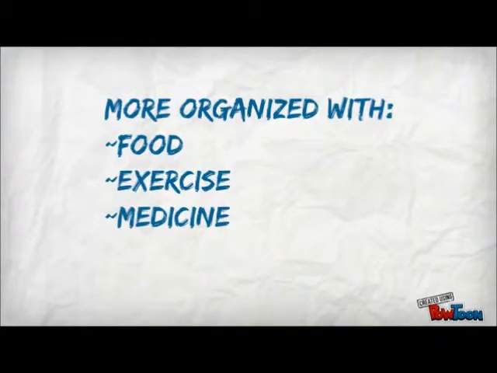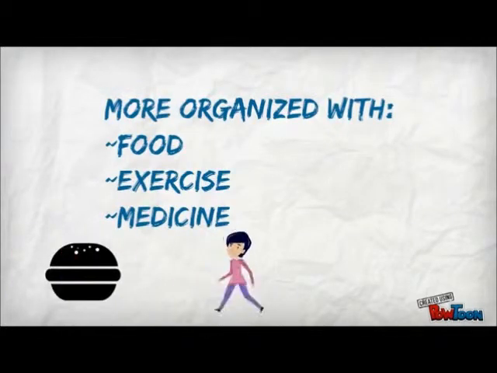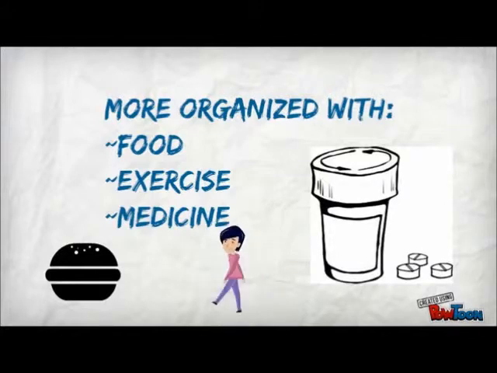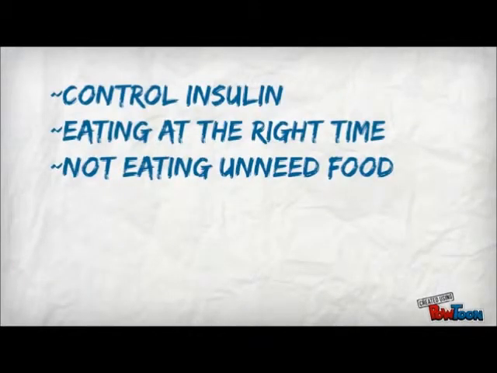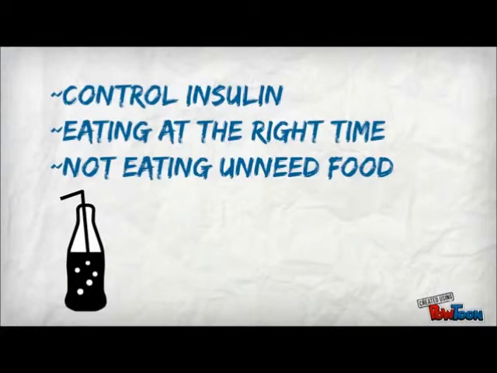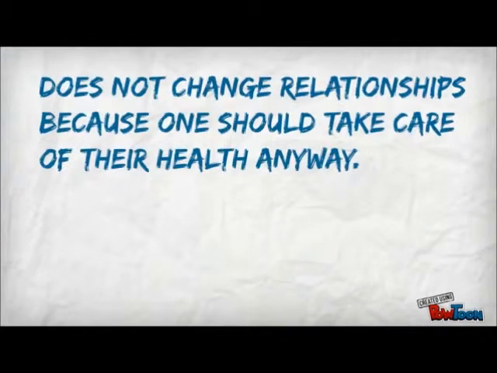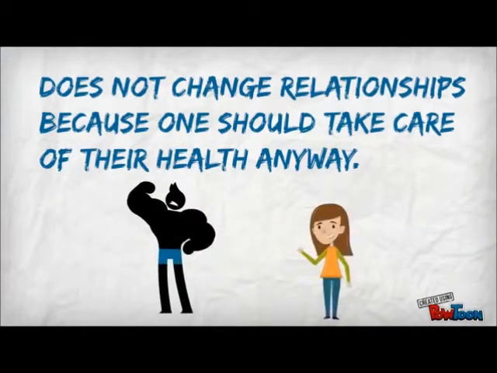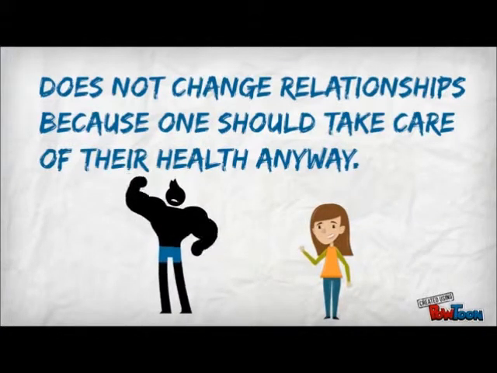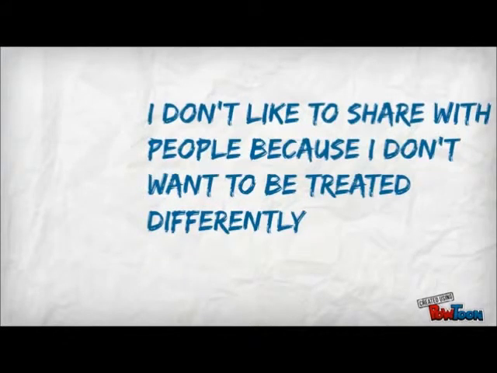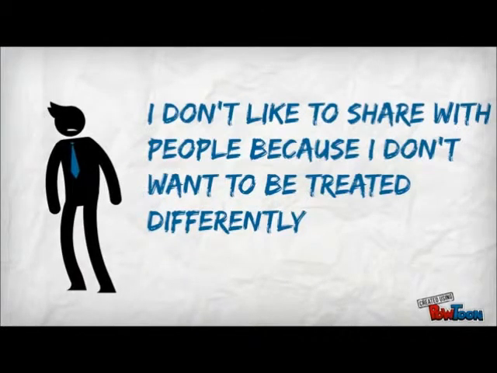It means that one has to be more organized, mainly with food, exercise, and your medicine. Controlling your insulin constantly, eating at the right time, not abusing foods that are not needed, and exercising. Doesn't really affect my relationships because diagnosed or not, one should still take care of their eating habits and actions. I don't like sharing it out for the world to know because I don't want them to treat me any differently. But the whole family knows.